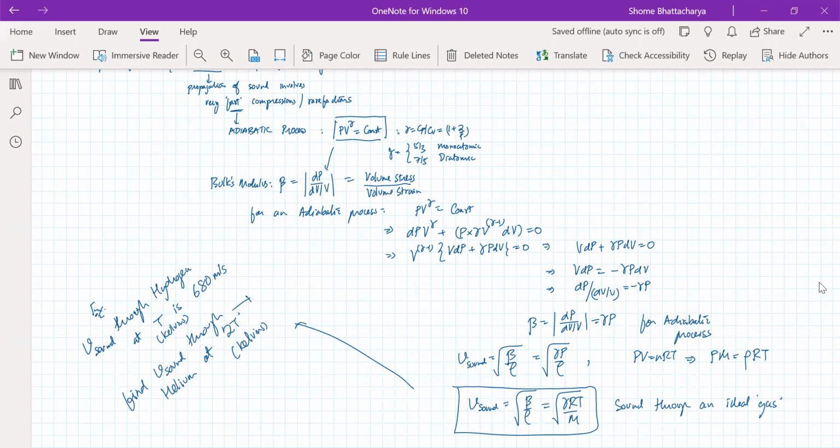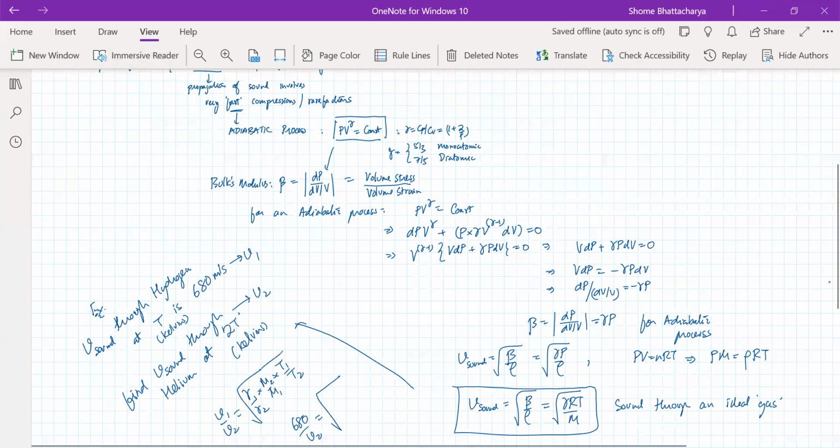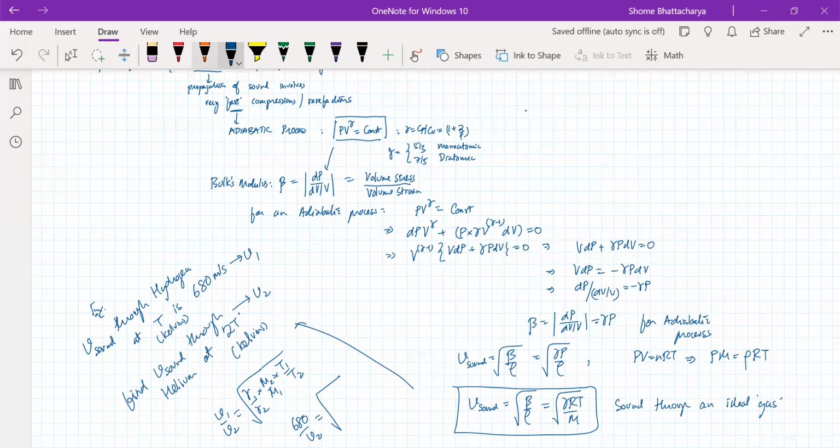So let's say this is V2 and this is V1. From the formula, you can see V1 by V2 will be square root of gamma 1 by gamma 2 into M2 by M1 into T1 by T2. So 680 divided by this unknown speed V2 will become, now helium is what type of gas? It's a monoatomic gas. Yes, that's correct. Very good. So helium is a monoatomic gas.